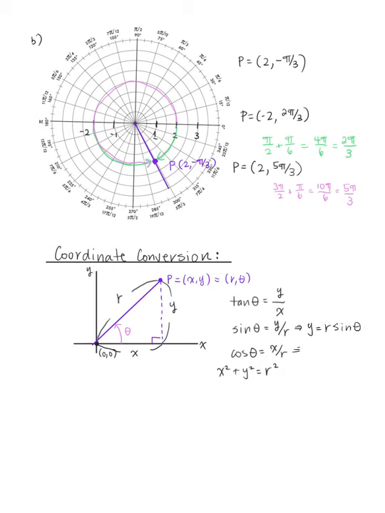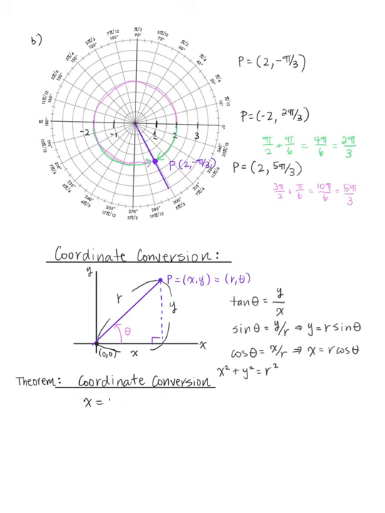Alright, now let's look at the cosine. Can we solve for x? Yes, we got x equals r cosine of theta. And guess what? That is our conversion formula. So here's our theorem, coordinate conversion. We're gonna have to memorize all of this, so please memorize that.